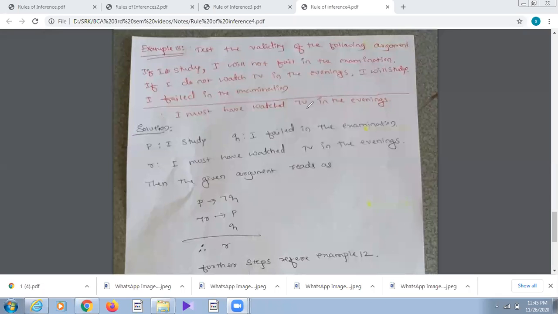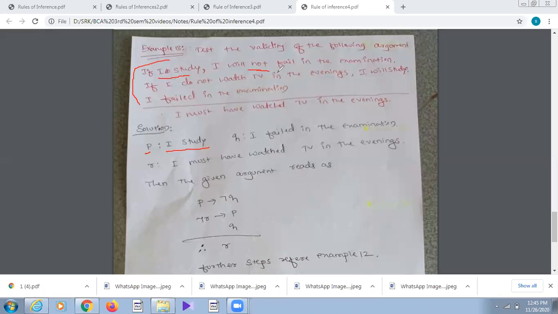So now I have to identify the primary statements here. First premises, I study. So that's it. That is one sentence we got, and that we denote as P. Next here, I will not fail in the examination. Whenever this not comes in any sentence, then in the whole argument we have to identify the opposite of this sentence. So here, I will not fail in the examination means what? I fail in the exam.